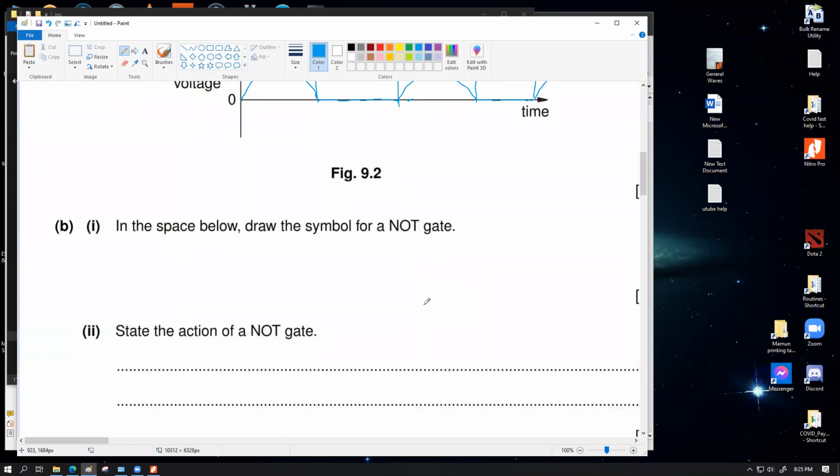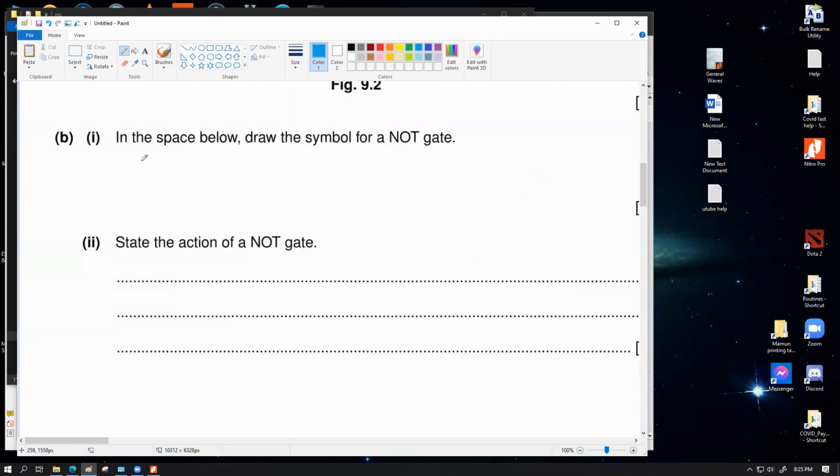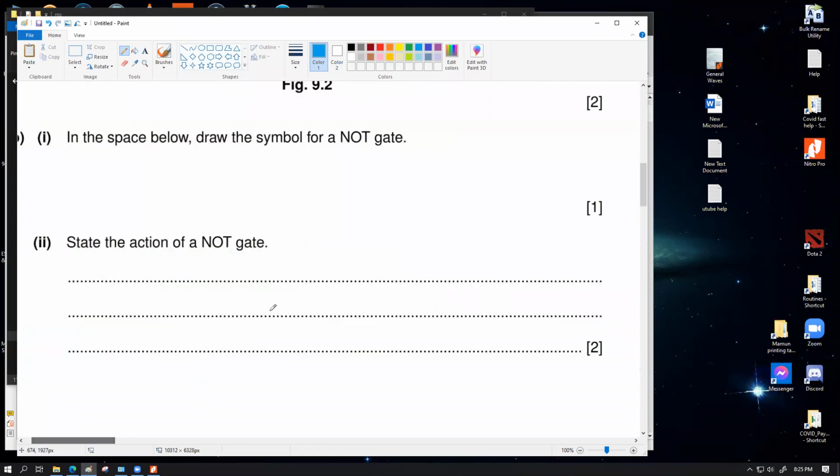এটা একটু পরে আসবে, আমি ডাবল সাইকেল একটু পরে দেখাবো। এরপর বলছে, in the space draw a symbol for a NOT gate, state the action of a NOT gate, 1 mark each, sorry, 2 mark. Action of a NOT gate বলা মানে হচ্ছে you have to basically mention the truth table for that thing.